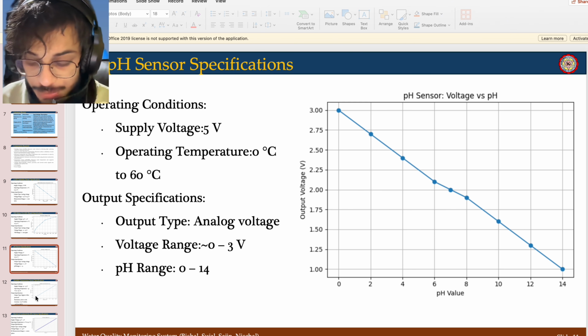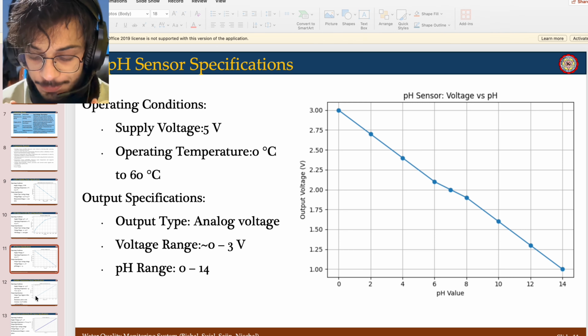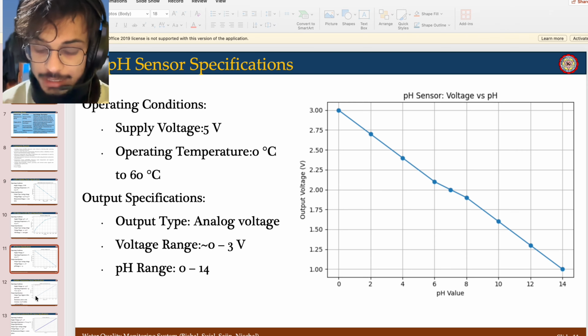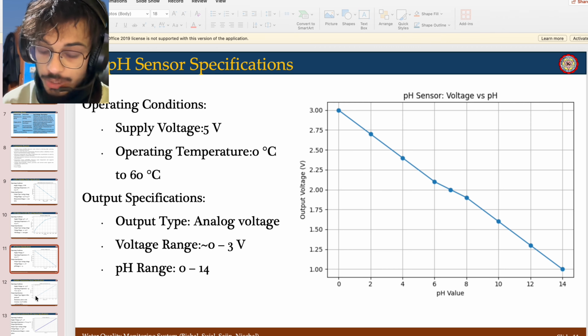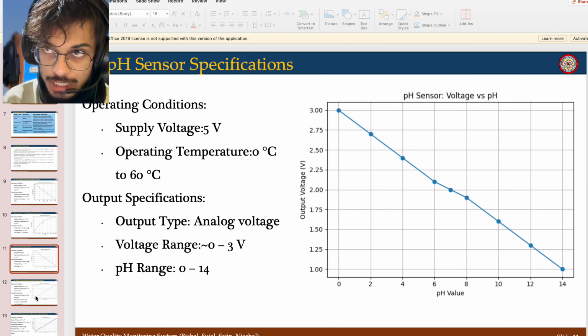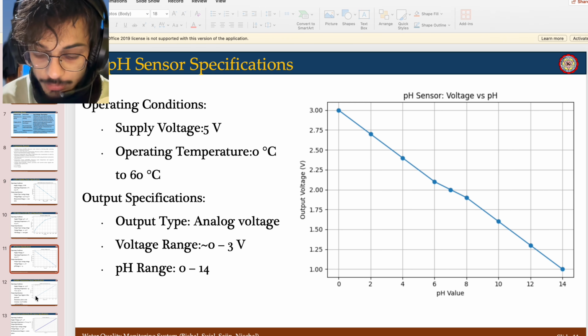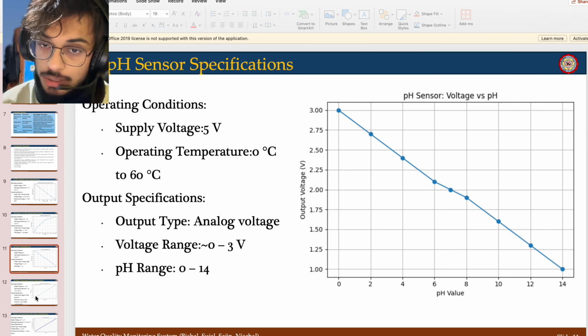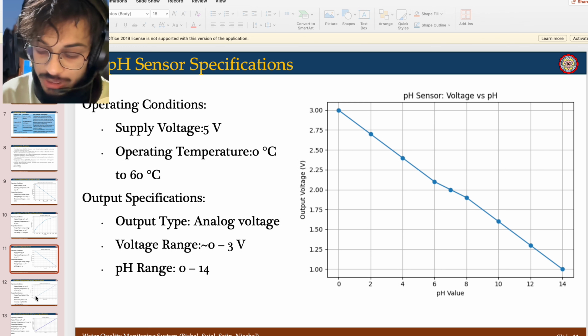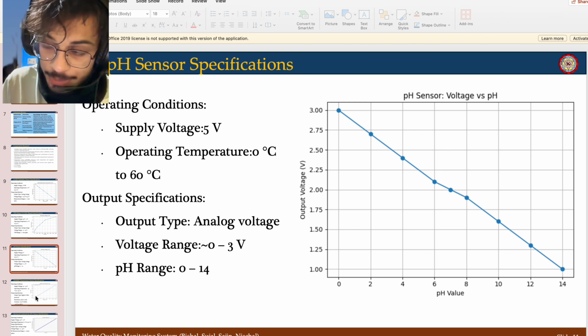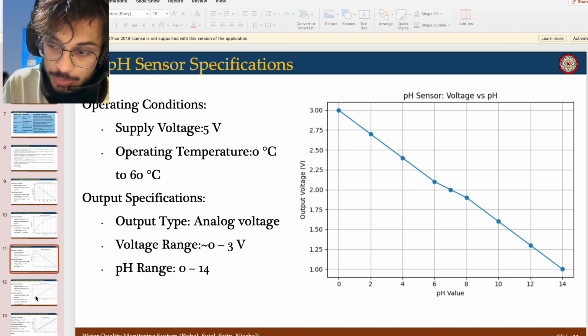The working of the pH sensor includes a reference electrode and a glass electrode. In the reference electrode, there is a known solution which will create a known voltage, and based on the H plus concentration, the glass electrode will generate another voltage. The difference between those two voltages is the output of the sensor.